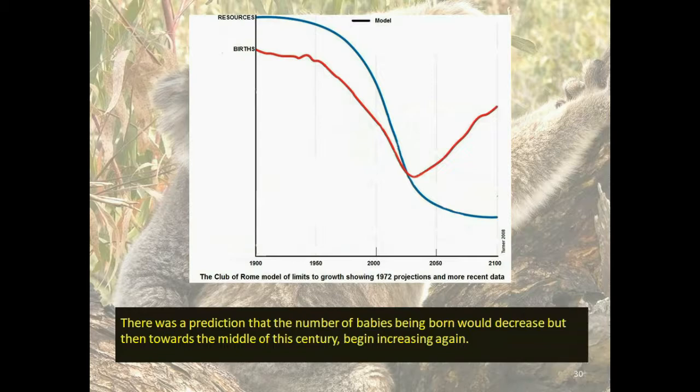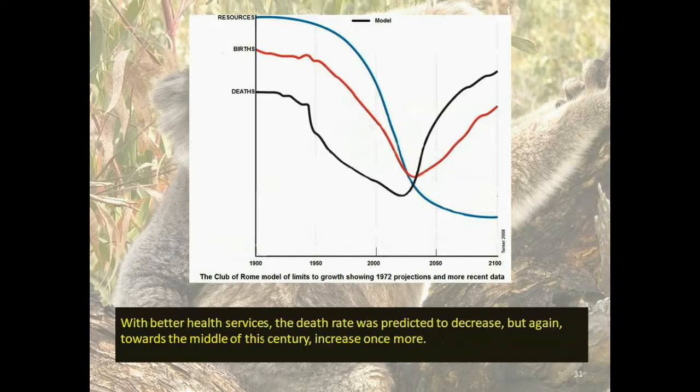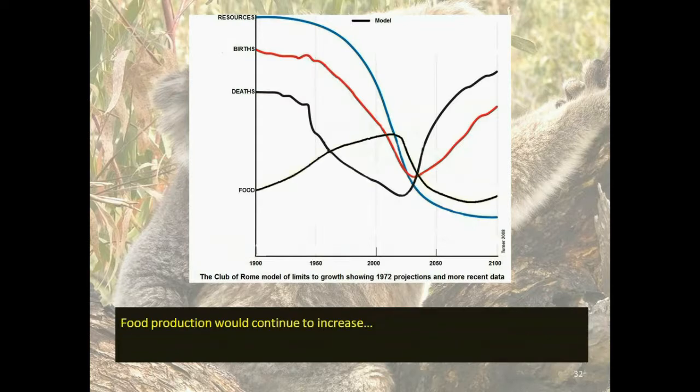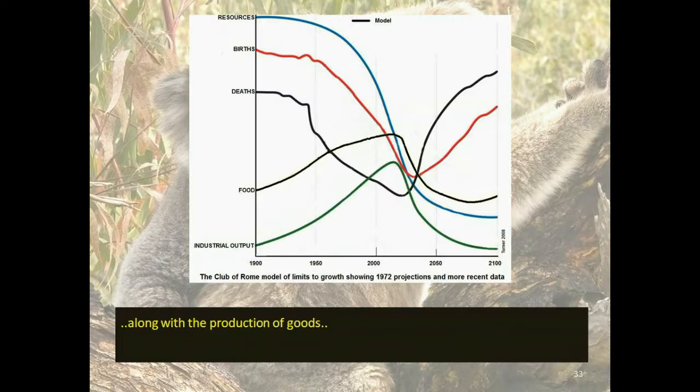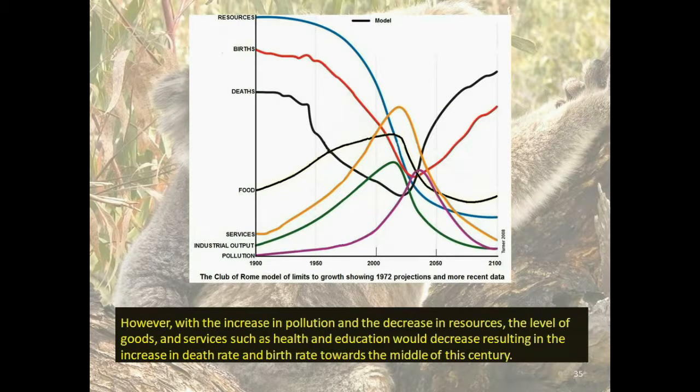There was a prediction that the number of babies being born would decrease, but then towards the middle of this century begin increasing again. With better health services, the death rate was predicted to decrease, but again, towards the middle of this century, increase once more. Food production would continue to increase, along with the production of goods and services. However, with the increase in pollution and the decrease in resources, the level of goods and services such as health and education would decrease, resulting in increase in the death rate and birth rate towards the middle of this century.